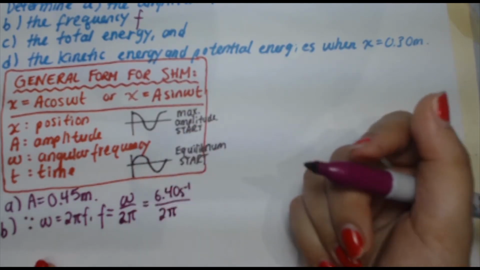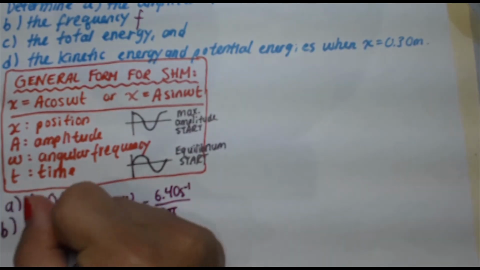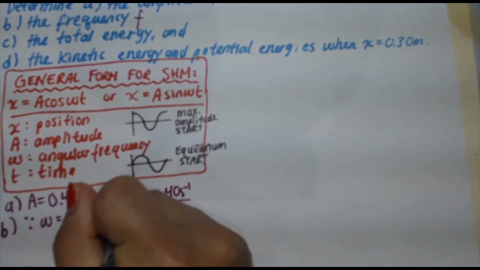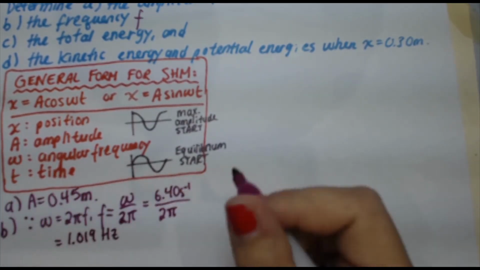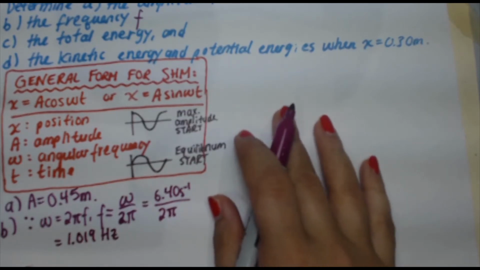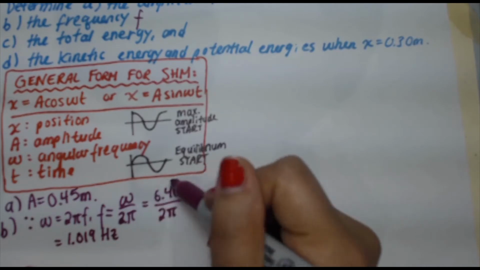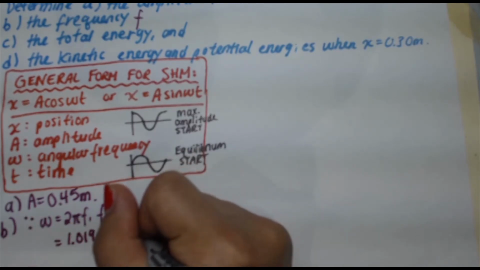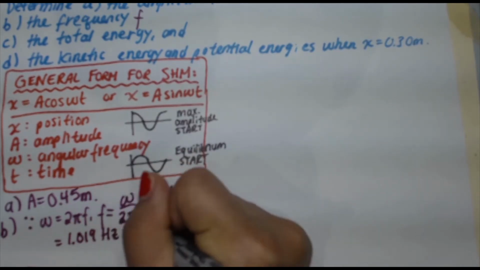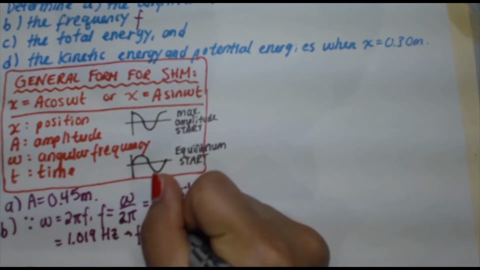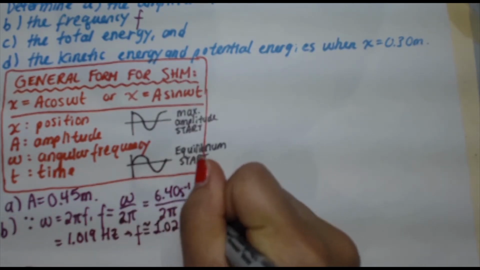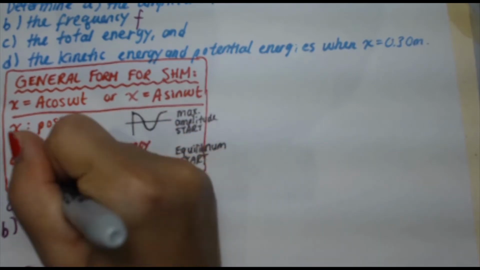When you punch that in your calculator, you get 1.019 hertz. Seconds to the minus 1 is the same thing as a hertz. Because we've got 3 significant figures used in our calculation, we can only express our answer to 3 significant figures. So frequency is approximately 1.02 hertz. There's the answer for B.